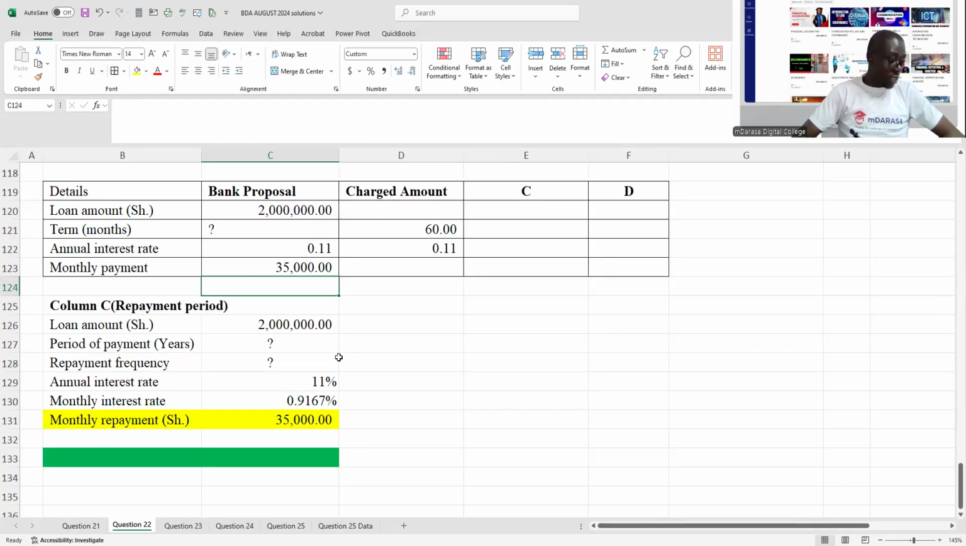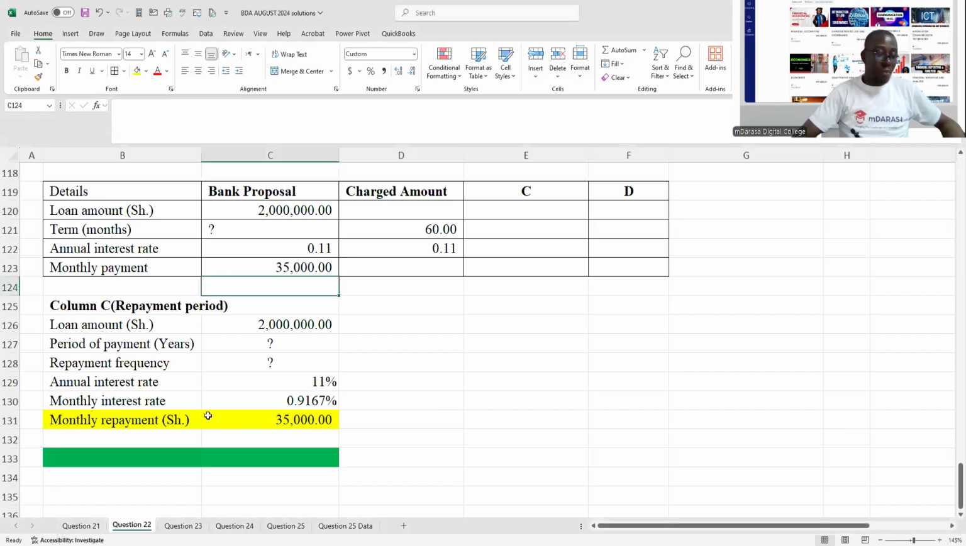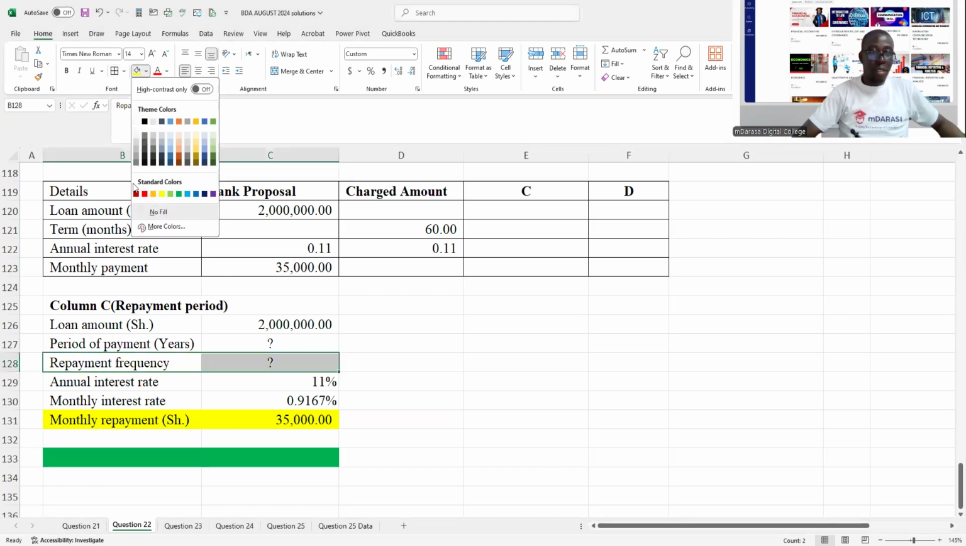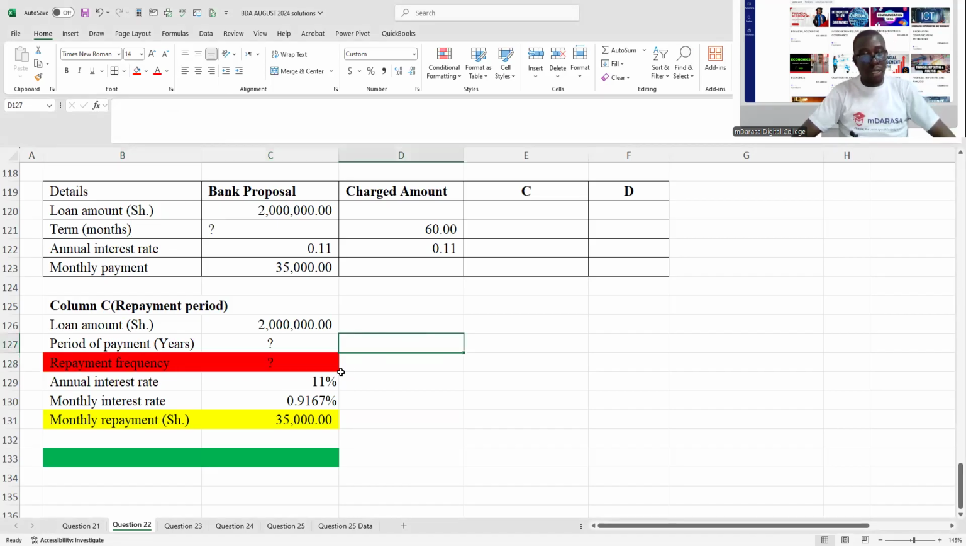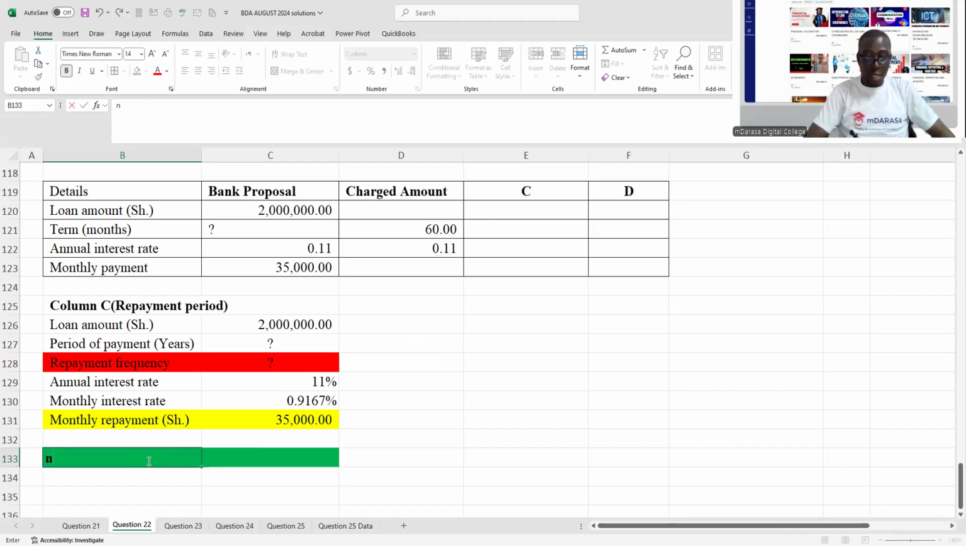So how do you go about it? At this point, this will be very, very easy. All that I'm required to determine is this repayment period, which we don't have. So how will we go about it? At this point, it is very important for us to remember the function that we studied: number of periods, NPER. It's very important to remember this function.